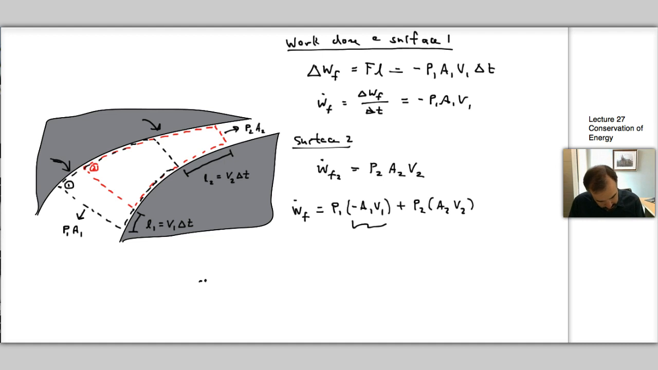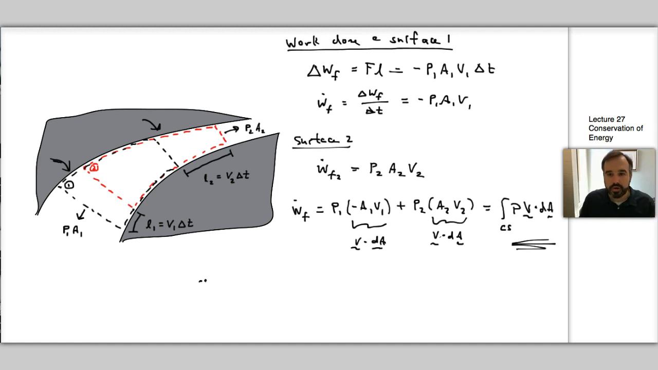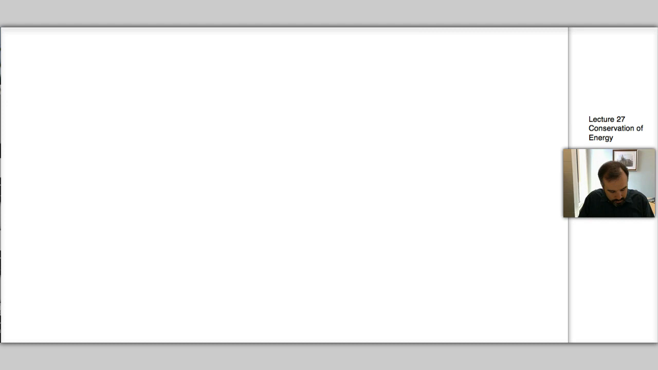And what you immediately see is that this term here is simply V dot dA. Right? Because of the way we've defined our normal to the surface, we can pull out V1A1 and V2A2 as simply V dot dA. So this is equal to the integral over the control surface of P V dot dA. Okay? So now we can plug this back into our equation. All right, so let's do that.